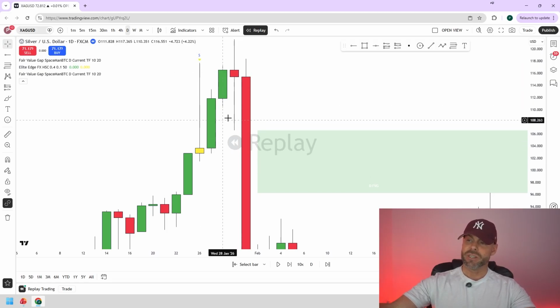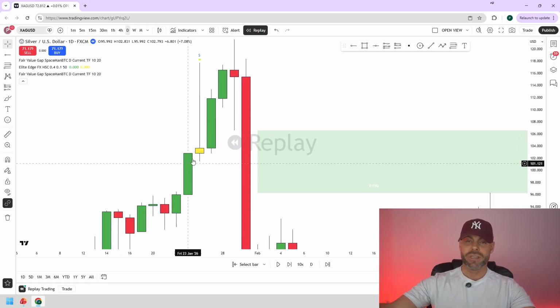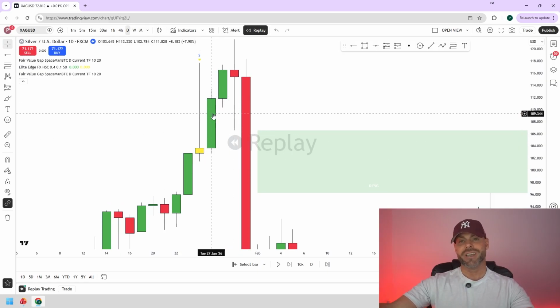So this is what a shooting star candle looks like in real life, and it's showing a rejection of higher prices. Now in this example, as we can see, the next day we didn't actually get a reversal, but this is why I said it just indicates a potential reversal. There are other elements to this strategy that we do need to consider.